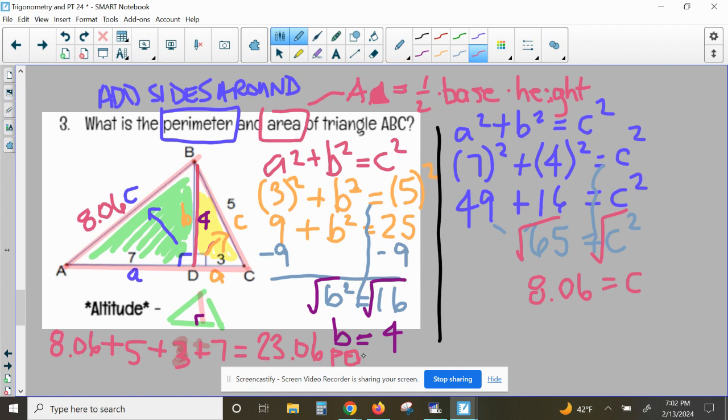I'm going to write perimeter. And that isn't a squiggly. I'm going to change that to squiggly because it's approximately. Okay, good on that one.